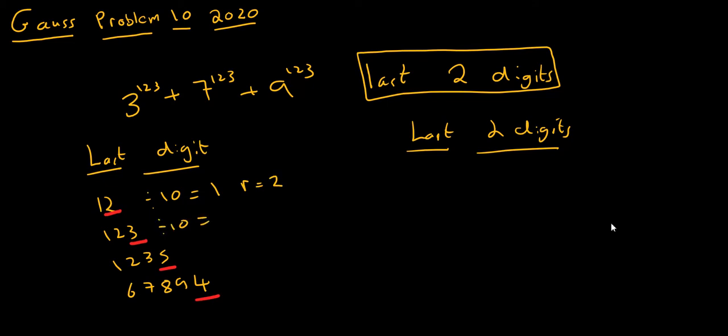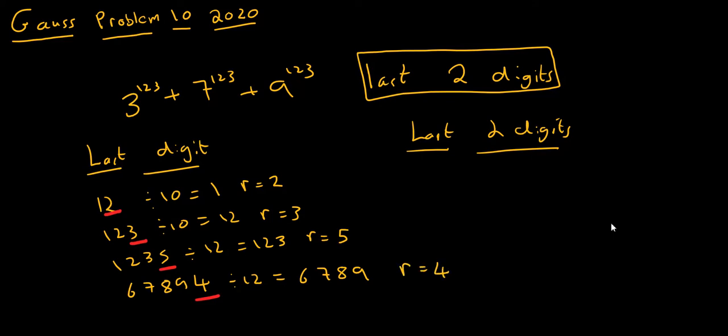Divide by 10, we get 12, remainder 3. Divide by 10, we get 123, remainder 5. And here we divide this by 10, we get 6789, remainder 4. Okay, so we need an arithmetic which gives us the remainder of a number on division by 10.